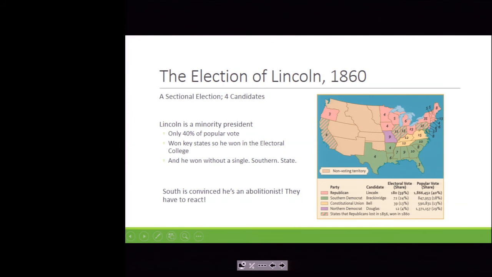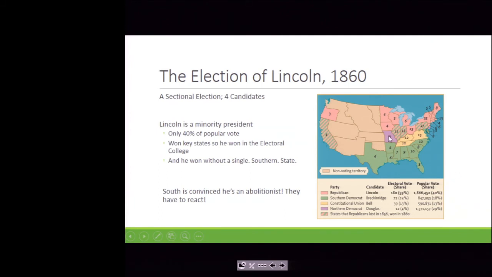This is a sectional election. There are 4 candidates. It's almost like there are 2 separate elections, like there's an election in the North and an election in the South. There are no national parties at this time. So you can see this electoral map over here. What do we got?